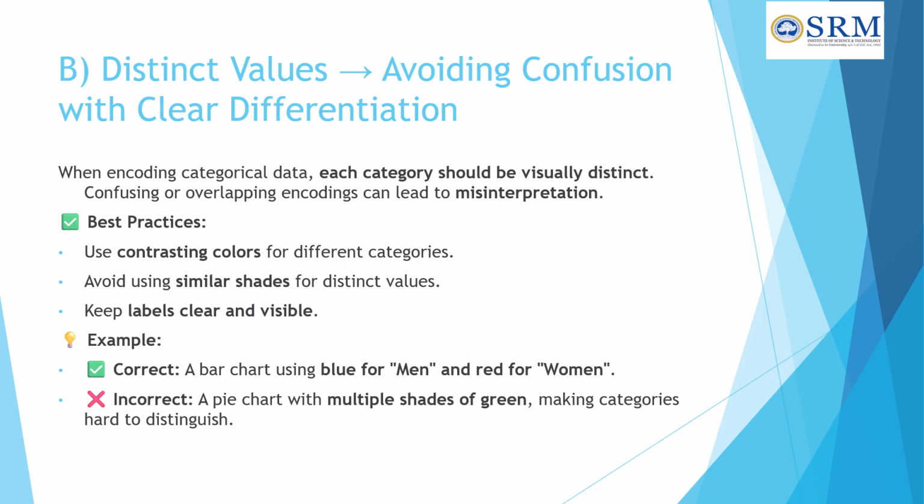For example, a bar chart that uses blue bars for men and red bars for women helps viewers easily see the difference. But a pie chart with many shades of green makes it difficult to tell categories apart and can lead to misunderstanding. It's important to use contrasting colors and clear labels to keep the visualization easy to read.